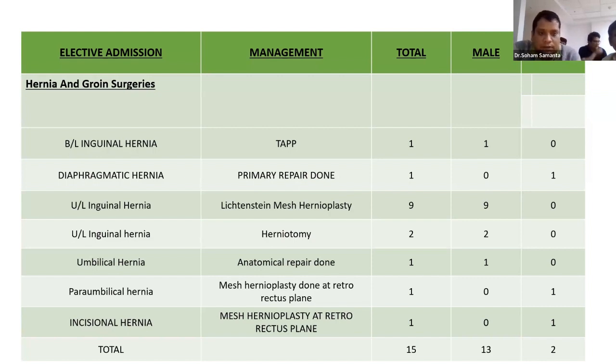For unilateral inguinal hernia, we did Lichtenstein mesh hernioplasty for 9 cases. For unilateral congenital inguinal hernia, we did herniotomy. For umbilical hernia, we did anatomical repair for 1 case. For paraumbilical hernia, we did mesh hernioplasty at the retrorectus plane for 1 case. For incisional hernia, we did mesh hernioplasty at the retrorectus plane for 1 case.